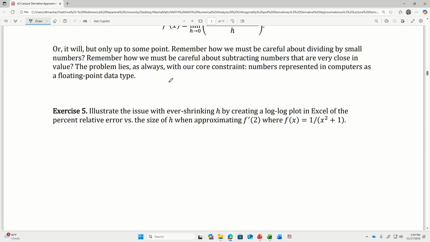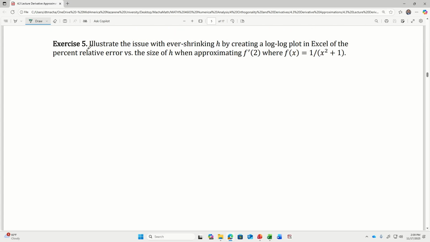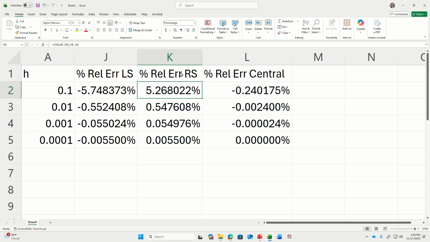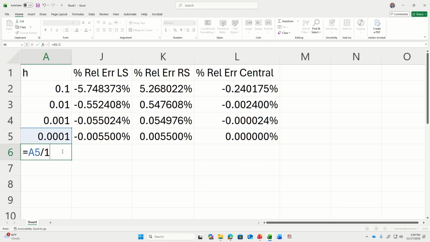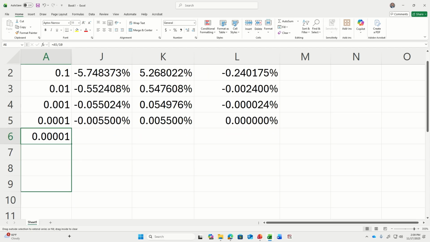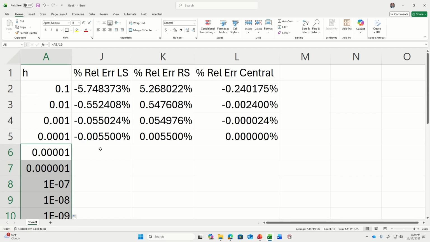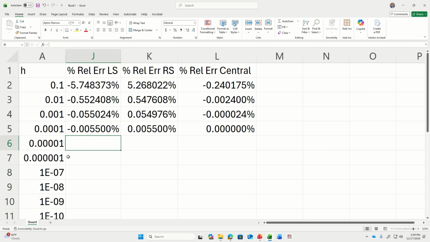So exercise 5, I really do want you to try this at home. I want you to illustrate the issue that we get with ever shrinking h if we make h too small by creating a log-log plot in Excel of the percent relative error versus the size of h when approximating f prime of 2. And that just means I want to do what I just did here, but let's allow h to keep getting smaller. Okay? Do you see how in column A, my h value, my mesh size, is getting smaller and smaller and smaller?